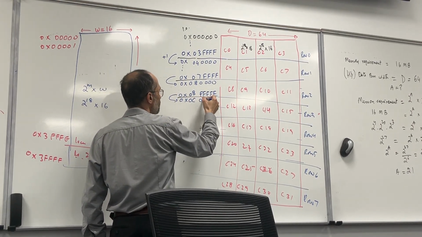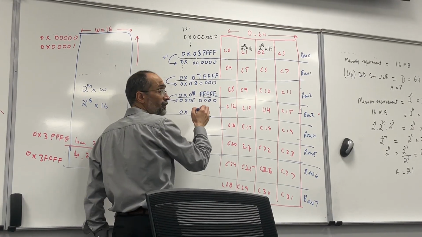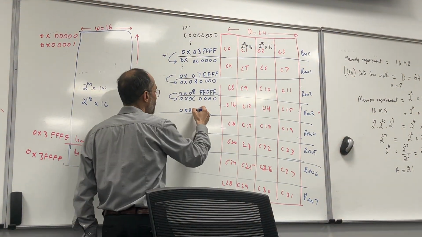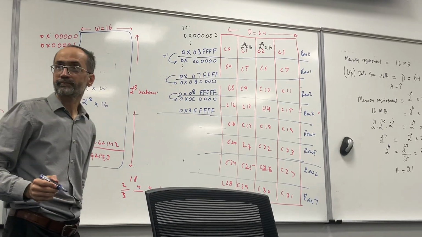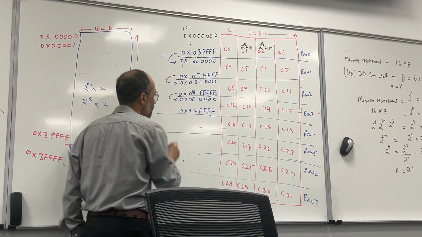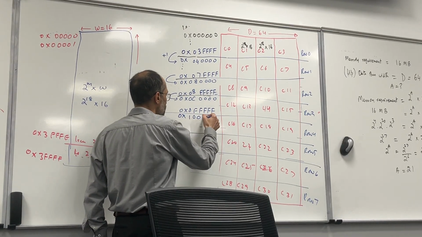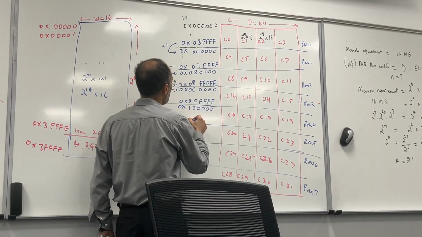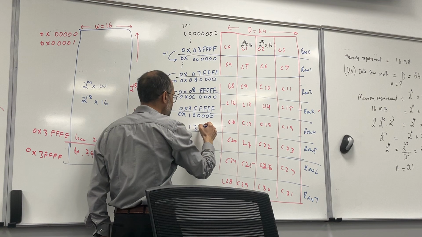0x0C0000. What is the next address? 0x0FFFFF. Got it or not got it? Okay. Now, what is the next address? 0x100000, and then it will be 0x1 what? 0x13FFFF.